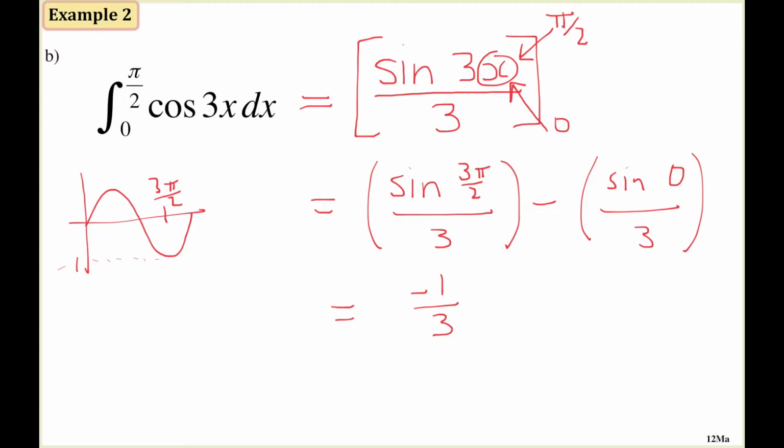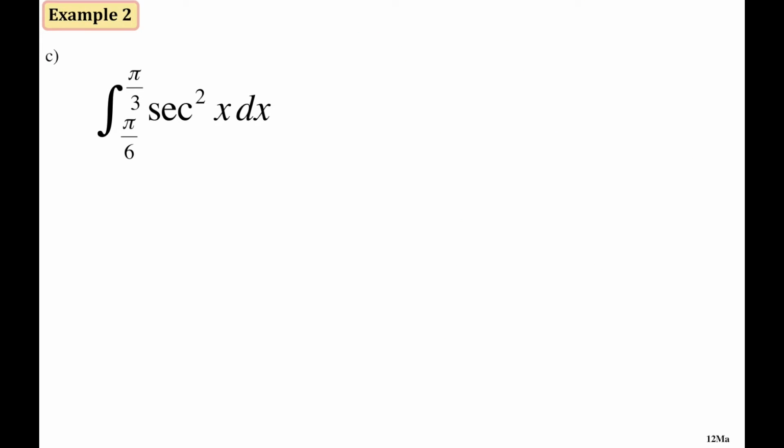You could have done the sine of 3 pi on 2 on your calculator as well, or you could have converted it to degrees and tried doing it that way. The sine of 0 we know is 0, so the answer is minus 1/3. Let's try 2 part C.